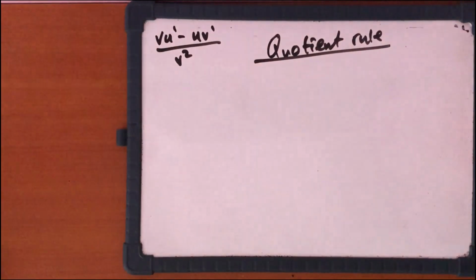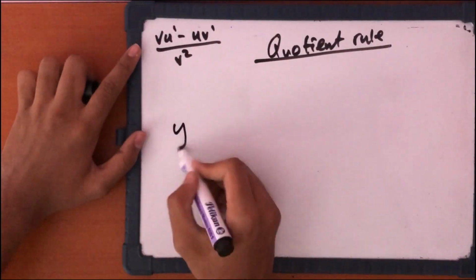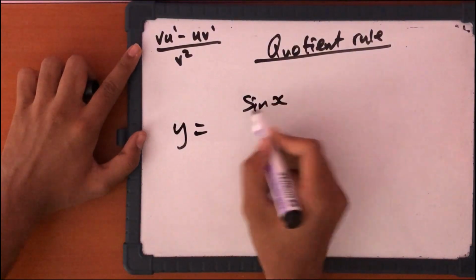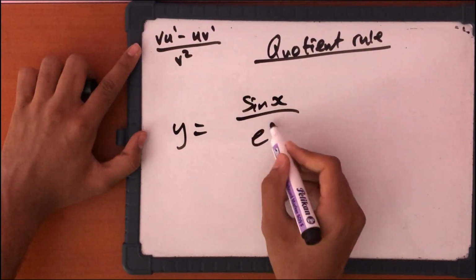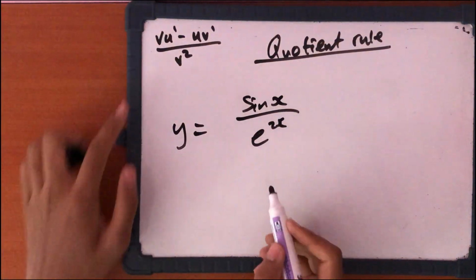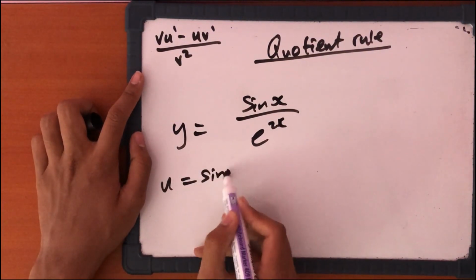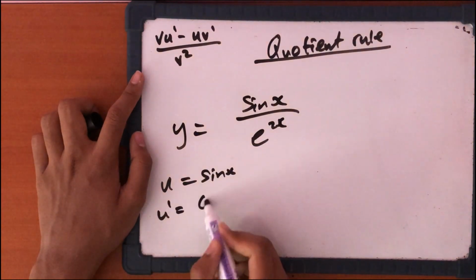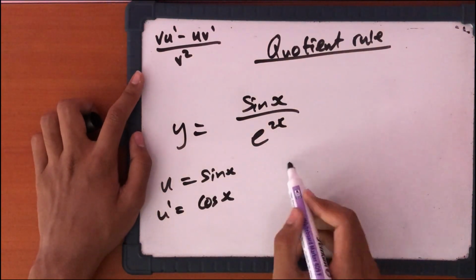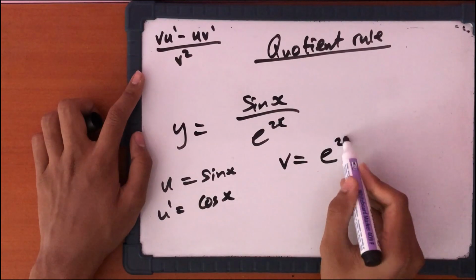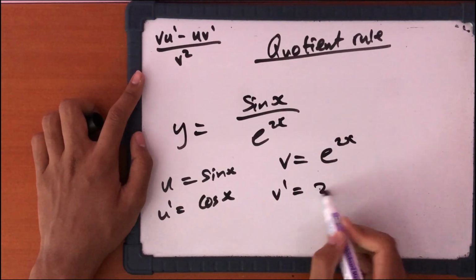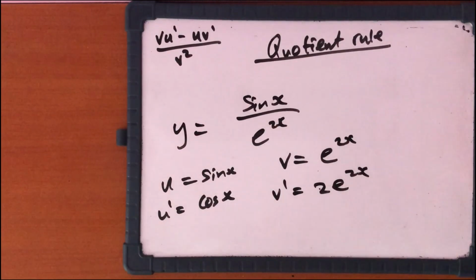Let's have a look at some more examples. Let's say y is sine x over e to 2x. In this case, again, the rules stay the same. u is sine x, u prime is just cosine x from basic definitions, and then v is e to 2x, v prime is 2e to 2x. Again, this is from basic definitions.